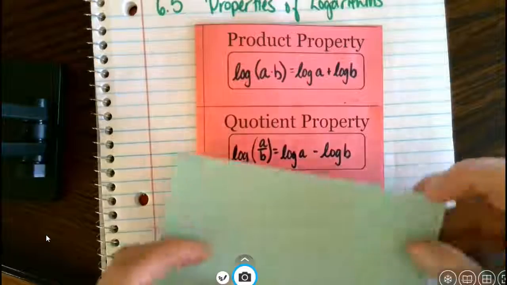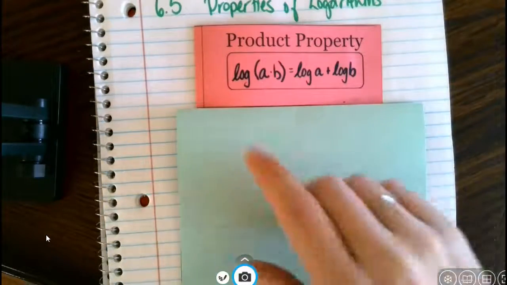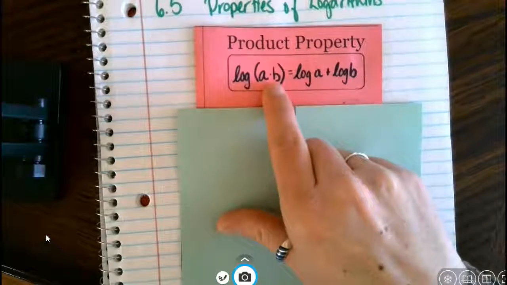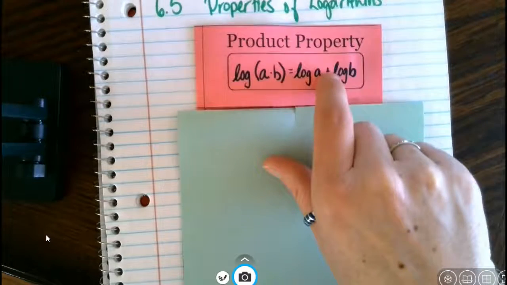Okay, so here's the sheet that you're going to need, and we're going to start by looking at the product property. The product property tells me that if I have log of two things that are multiplied together, that's the same thing as if I took the log of each and added them together.